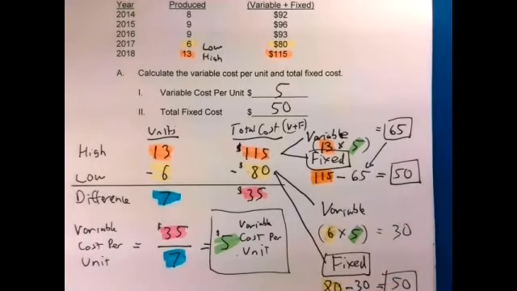Same one here. You can pick the high and the low. And you're going to use those two to see if you can figure out your variable and fixed costs.